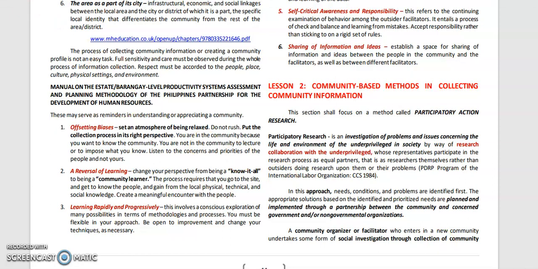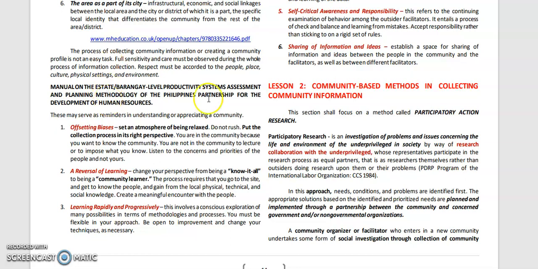Okay, so next natin ay yung manual on the estate or barangay level productivity systems, assessment, and planning methodology of the Philippines or partnership for the development of human resources. So this may serve as reminders in understanding or appreciating a community.